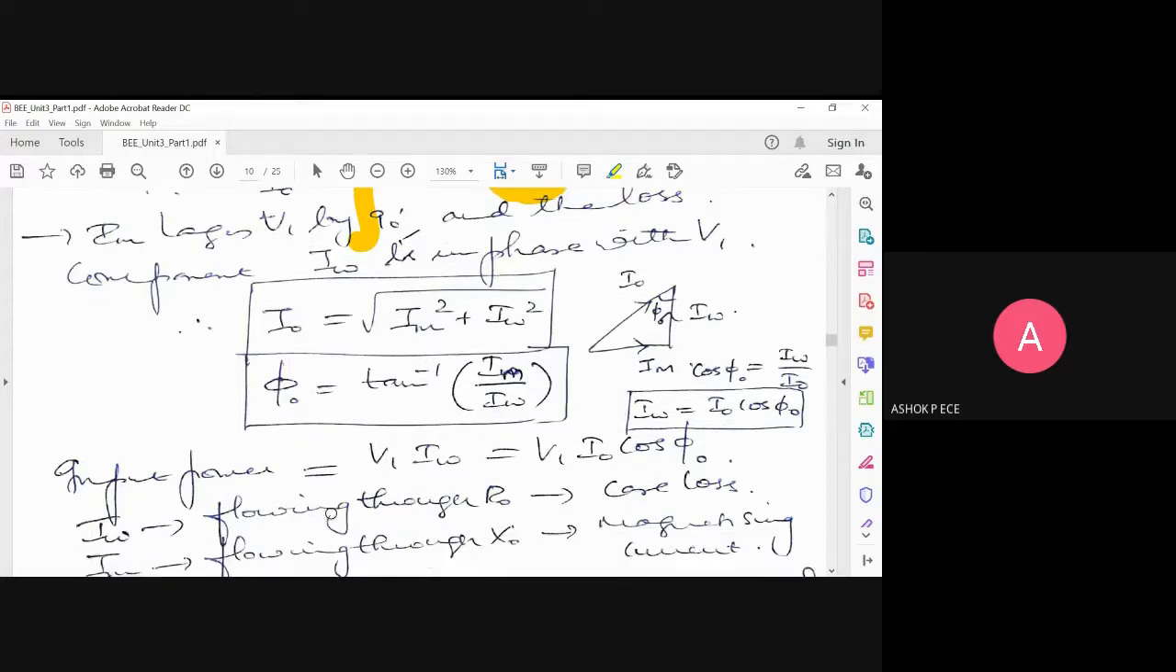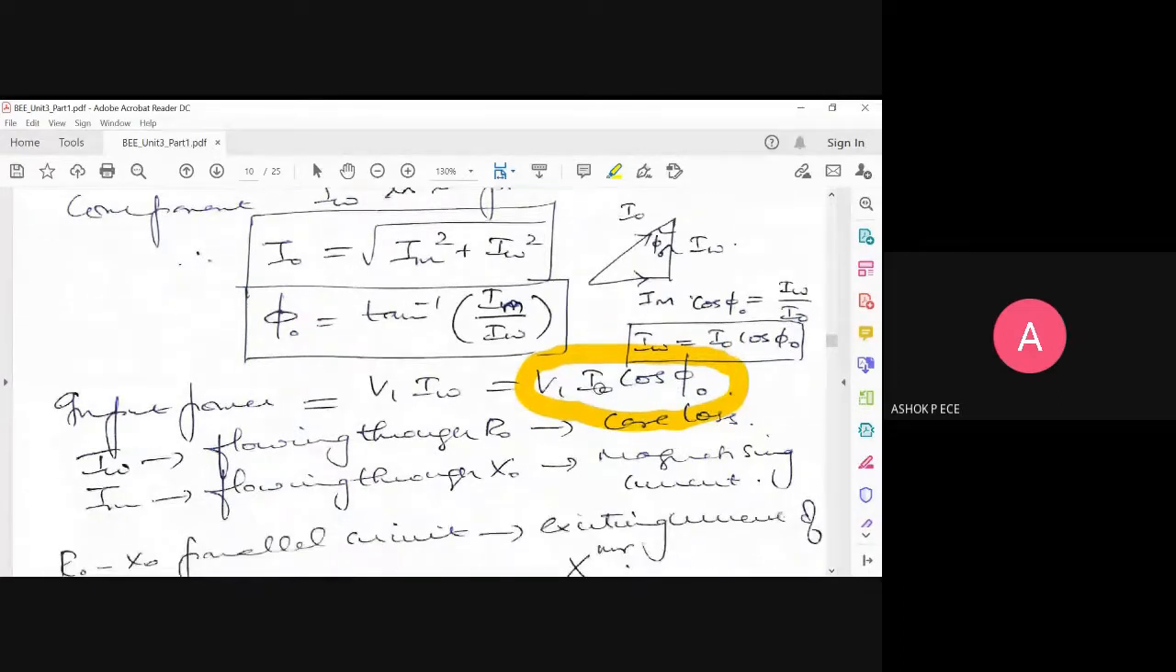So the input power is going to be V1 into Iw, and that is going to be V1 into I0 cos phi0. This phi0 can be viewed as a power factor also. You can relate it to that also. Input power means you have to always consider the current flowing through the resistor only. See here, I did not take Im, I take only Iw because the actual power is only due to the current flowing through the resistor, not the current flowing through the inductor. So input power is V1 into Iw, and from the triangle I can write Iw equal to I0 cos phi0. So actual input power is V1 I0 cos phi0. Is it clear?